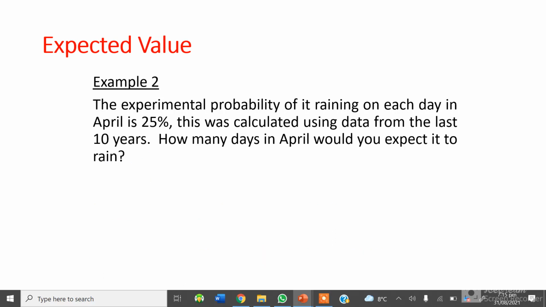Right, example 2. The experimental probability of it raining on each day in April is 25%. This was calculated using data from the last 10 years. How many days in April would you expect it to rain? Well, we can say the probability of it raining in April is 25%, which is equivalent to 25 over 100 as a fraction, or 0.25.